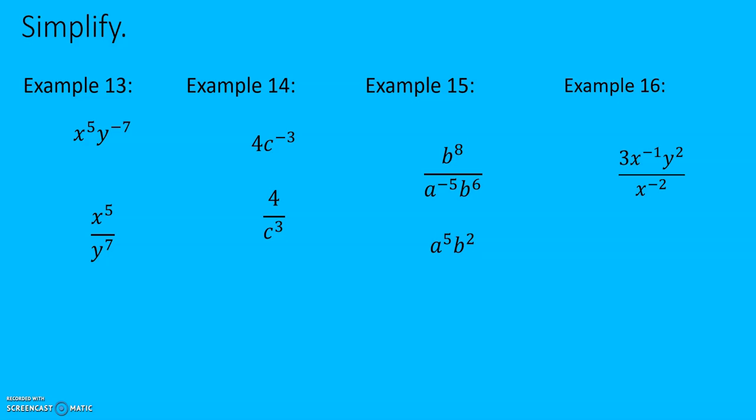Example 16. 3 times x to the negative first, y to the second, divided by x to the negative second. The x to the negative 2 in the denominator moves to the numerator and becomes an x squared. Y squared stays where it is. X to the negative 1 moves to the denominator. And now we can simplify. X to the second divided by x is just x, so it's 3x y squared.